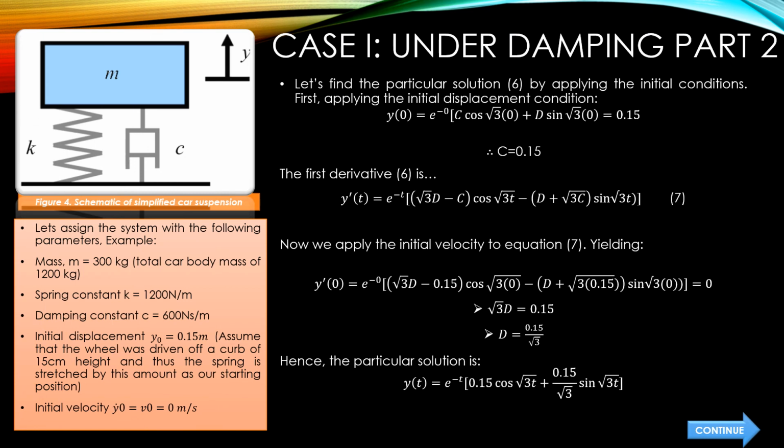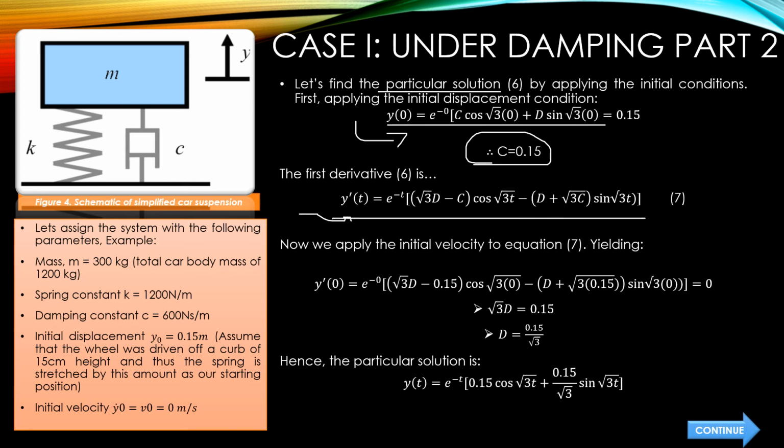Great, so now that we have the general solution, let's find the particular solution. We find this by applying the initial displacement condition to find our first constant as such. And we find the second constant by differentiating this equation over here. Our derivative for that equation is as such. And now we apply the initial velocity to the equation over here and find our second constant, which is presented as such. Hence, the particular solution is solved.